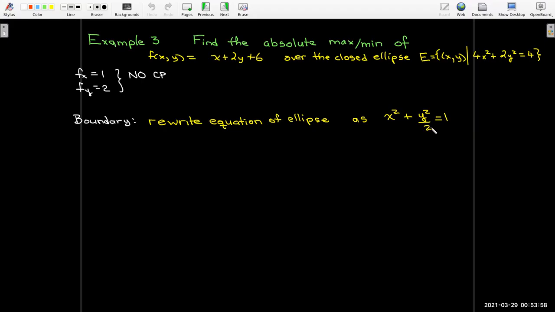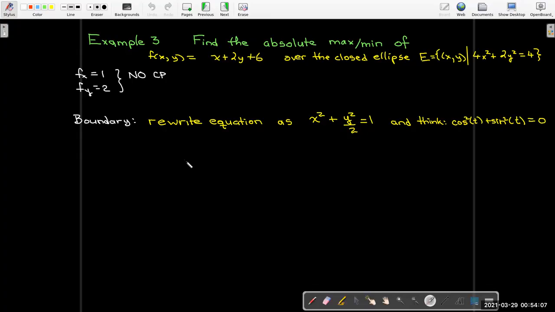Why do I do that? Because I'm thinking about my Pythagorean identity, that cosine squared t plus sine squared t equals 1. It does not equal 0. So if we've got that Pythagorean identity, then what do we want to do? I have to put a 1 over that.